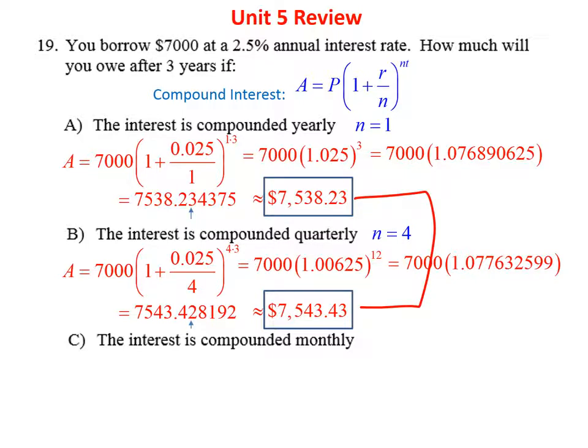Notice here the difference between these two. Notice that it went up, looks like about $5 more when they compounded quarterly. That's why banks love to compound interest. They get more by doing that. So we would expect when we do it monthly, it's going to even go up higher.